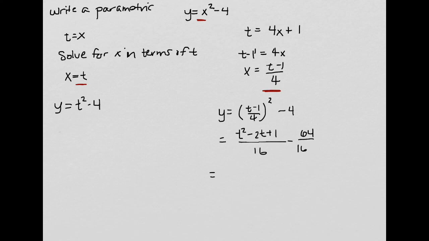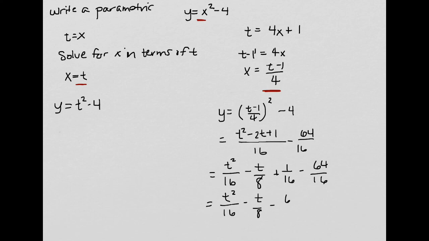I'm going to go ahead and split this up because I can simplify it if I do that. So I'm going to look at t squared over 16 minus t over 8, because I reduced out the 2, plus 1 over 16 minus 64 over 16. That becomes a negative 63. So I end up with t squared over 16 minus t over 8 minus 63 over 16. And this is my new parametric equation given the rectangular one.